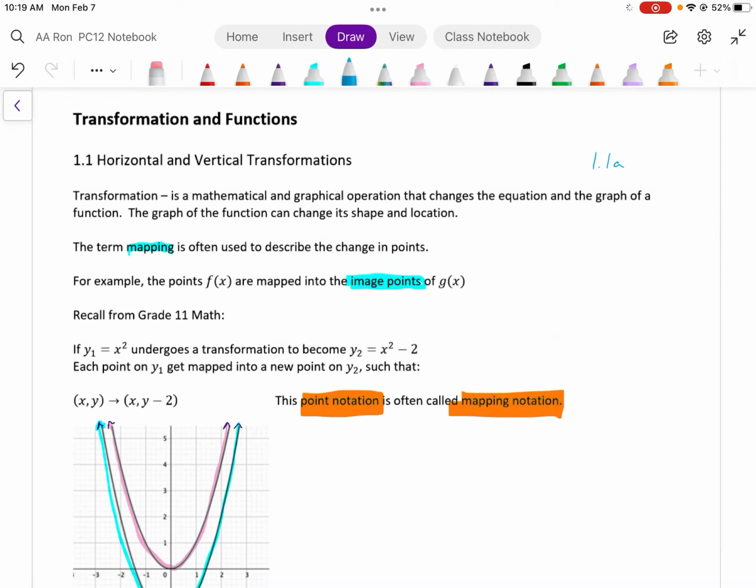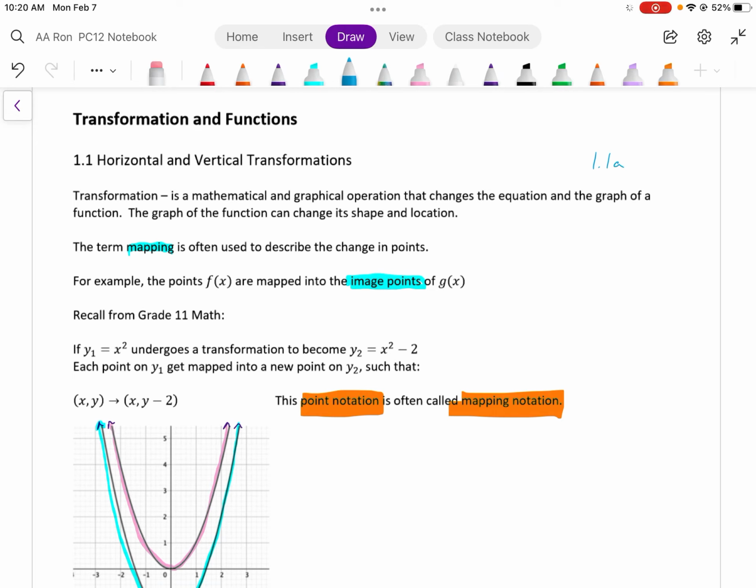Today we're going to talk about transformations and functions. We're going to start off the unit with horizontal and vertical transformations. A transformation is a mathematical and graphical operation that changes the equation and the graph of a function. The graph of a function can change its shape and location, just like what you've seen in grade 11.